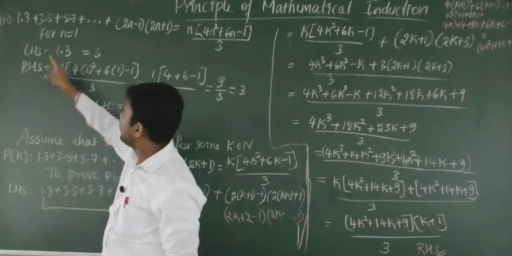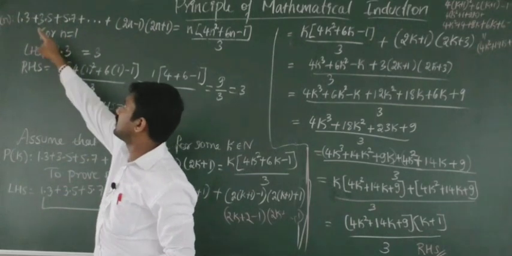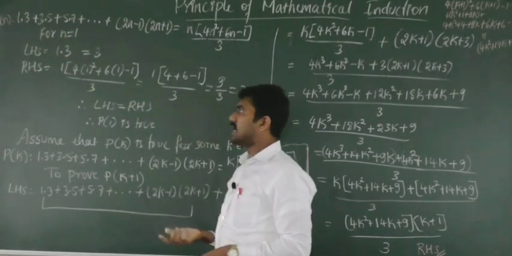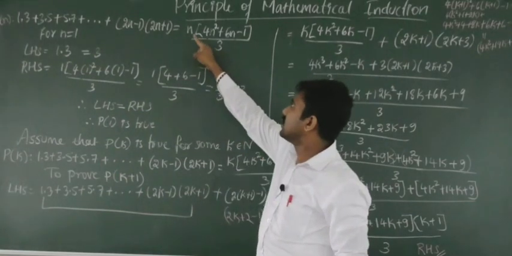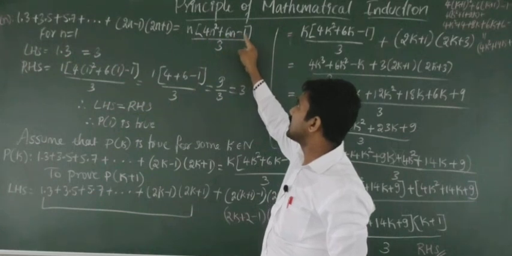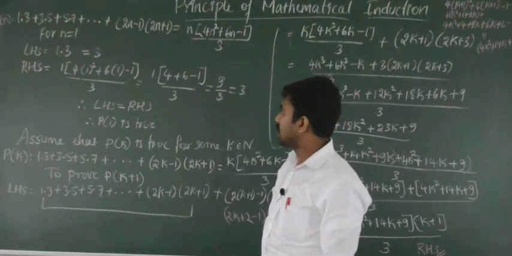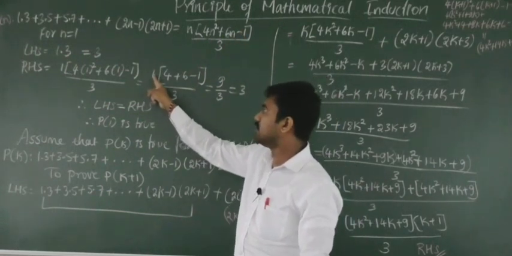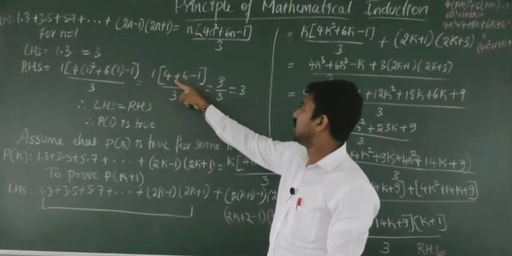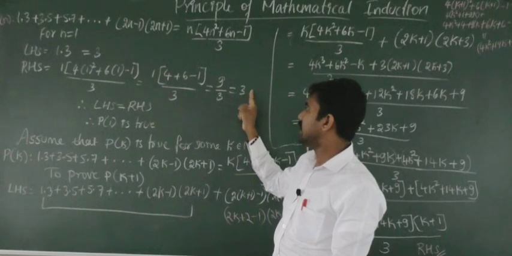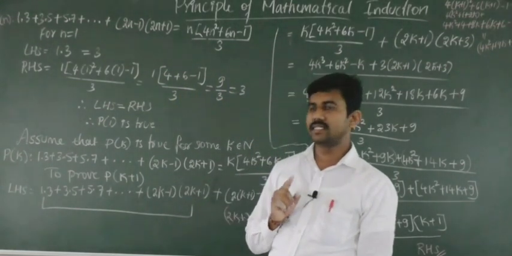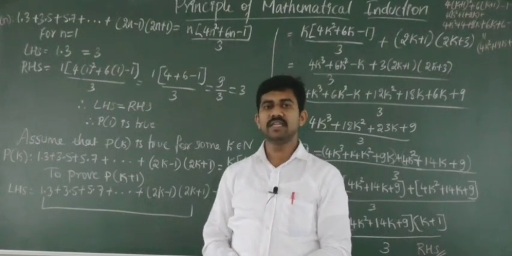Okay, see, for n is equal to 1, the first term we will get, that is 1 into 3, that is nothing but 3. And what is the RHS when n is equal to 1? That is 1 into 4 into 1 square plus 6 into 1 minus 1, whole divided by 3. And that is nothing but 1 into 4 plus 6 minus 1, whole divided by 3. And this is nothing but 9 by 3, and that is equal to 3. So LHS is equal to RHS, so that we can say P of 1 is true.